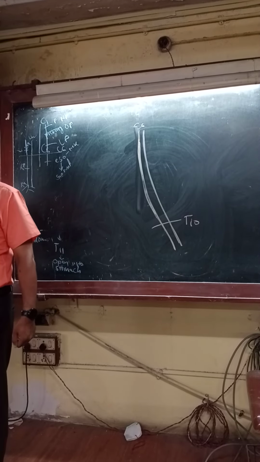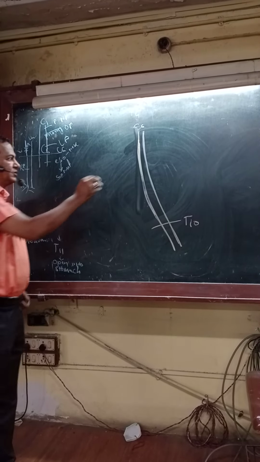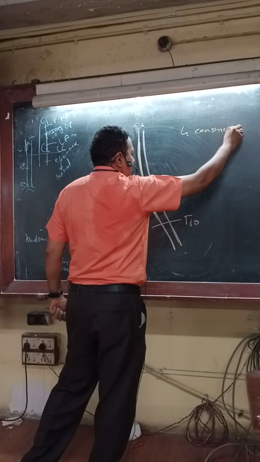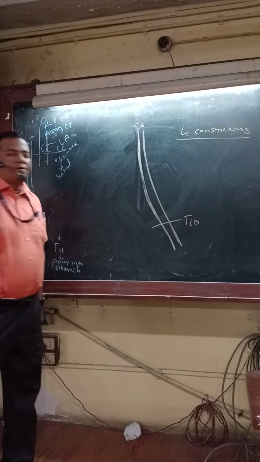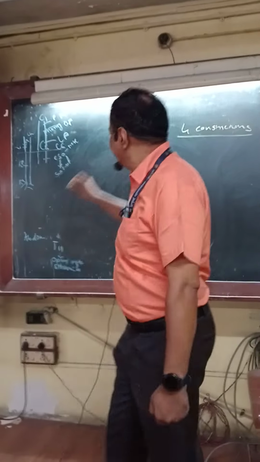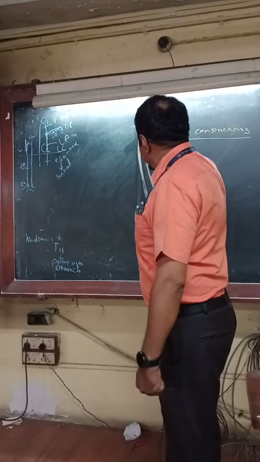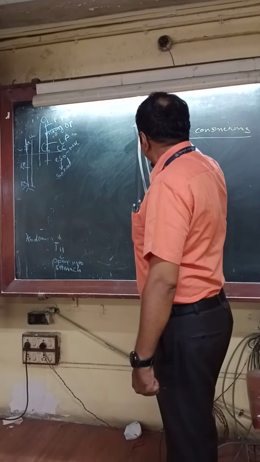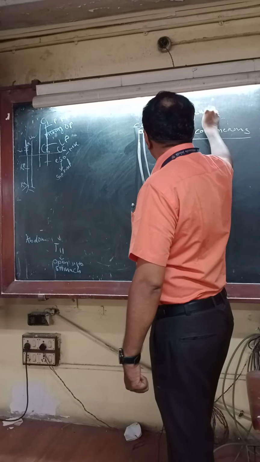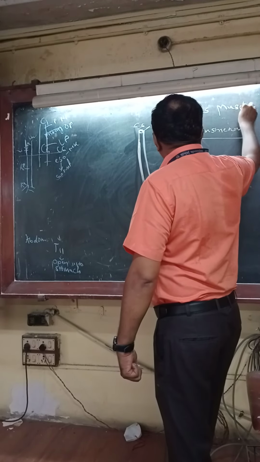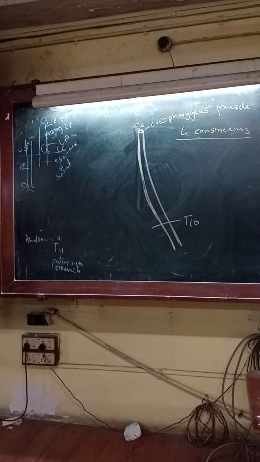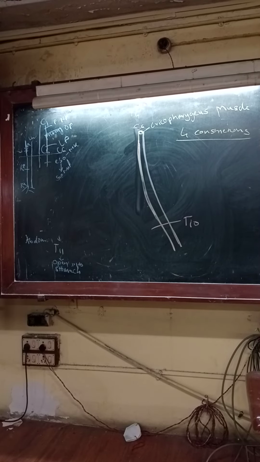The esophagus shows 4 constrictions. The first constriction is here, at the beginning, where there is the cricopharyngeus muscle at the opening of the esophagus.